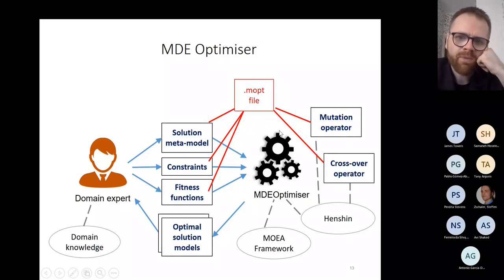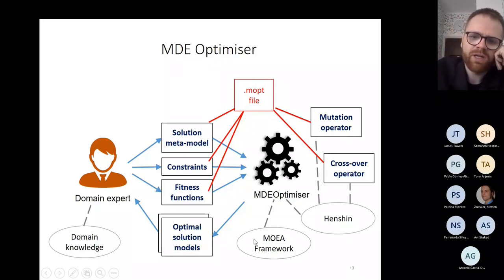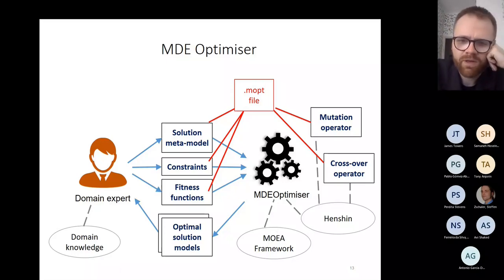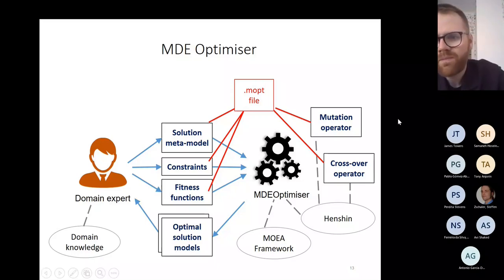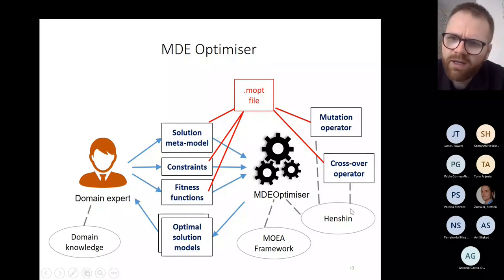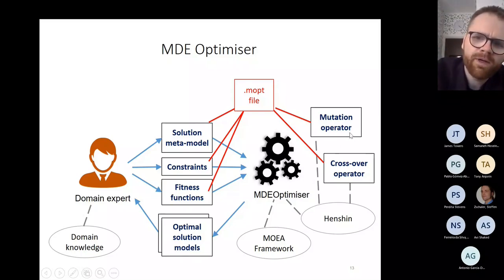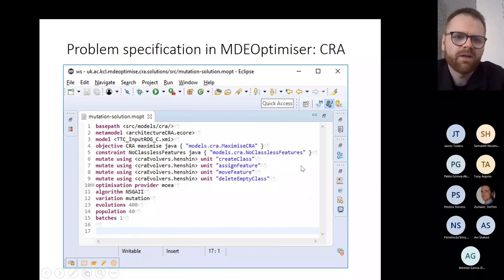So more technically, MDEOptimiser relies on underlying frameworks, in particular MOEA. This is a standard framework in search-based software engineering. So more generally in genetic algorithms, it comes with different algorithms which allow you to do the search. And it also relies on Henshin for specifying mutation operators. And I think this idea has been explored in early stages to also define crossover in Henshin. But most of the published work so far is about the mutation operator. And then you have some global file, the MOPT file, that specifies the whole specification, including those metamodels, the constraints, the fitness functions, but also those technology aspects of what mutation operators we use. So the central information about everything about the problem is in that file.